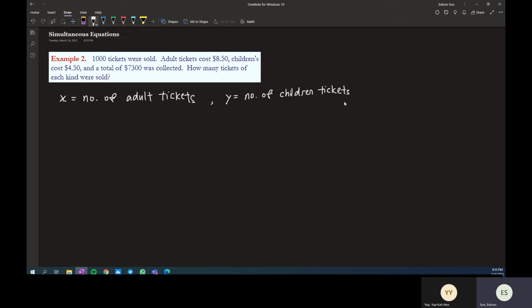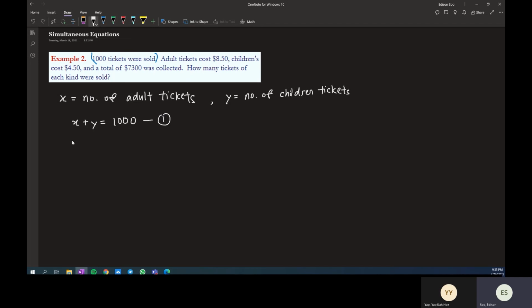Okay, so looking at this question, we are supposed to formulate 2 equations in X and Y to solve for X and Y. It's as simple as that, because they're asking how many tickets of each kind were sold. From the question, 1,000 tickets were sold. So we know that X plus Y gives 1,000, because the total number of adult tickets and children tickets sold is 1,000. So that's our equation 1.